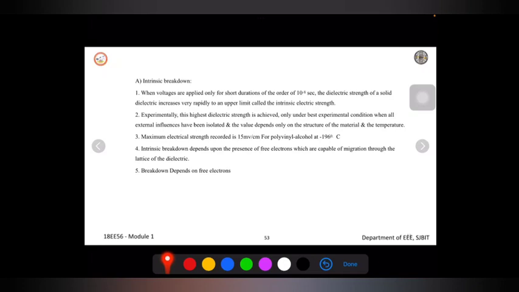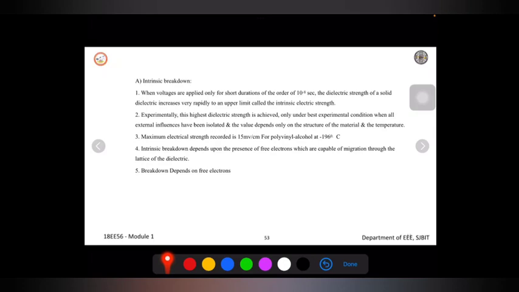Basically, intrinsic breakdown: whenever you apply a voltage of short duration, of the order of 10 to the power of minus 8 second, the dielectric strength of a solid dielectric will increase very rapidly to an upper limit, which is called the intrinsic electric strength. That is the upper limit you saw in the previous graph, the intrinsic breakdown strength. It was determined with some experiments.